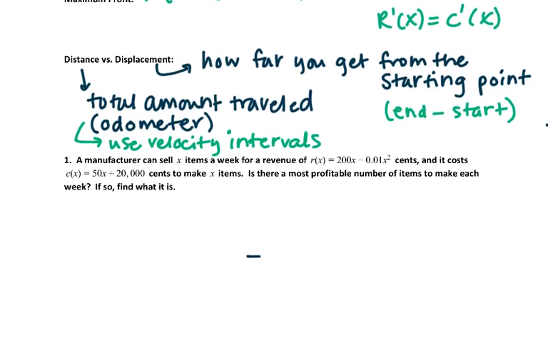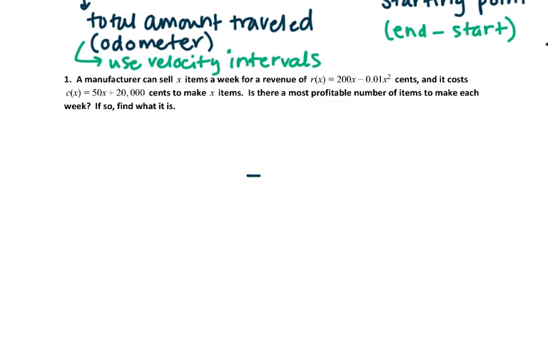All right, so let's do our first example here. It's going to be a revenue cost one. So it says a manufacturer can sell X items a week for a revenue expressed here in this equation. And that's in cents, which is something to watch out for at the end. And it costs this amount, cents again, make sure those match, to make X items. Is there a most profitable number of items to make each week? If so, find what it is.